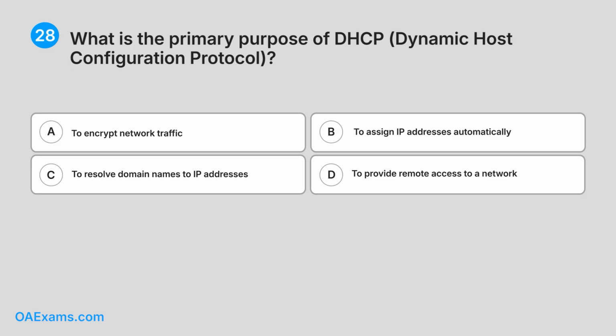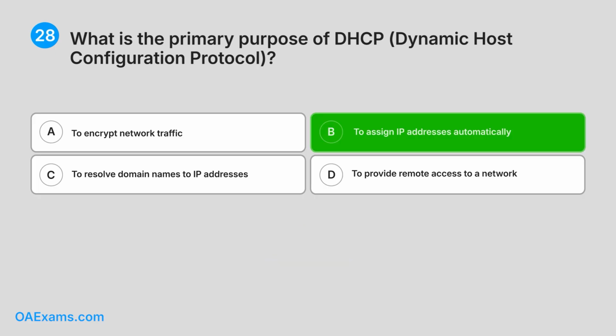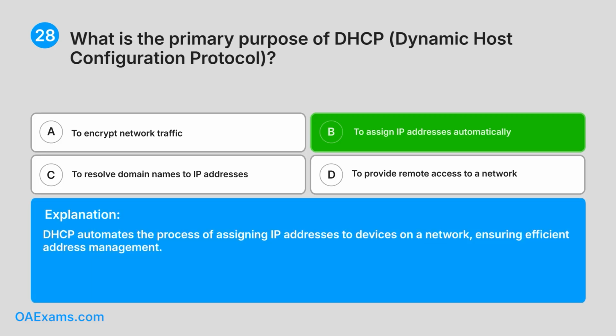A. To encrypt network traffic. B. To assign IP addresses automatically. C. To resolve domain names to IP addresses. D. To provide remote access to a network. What do you think is the answer? Correct answer. B. To assign IP addresses automatically. Explanation. DHCP automates the process of assigning IP addresses to devices on a network, ensuring efficient address management.